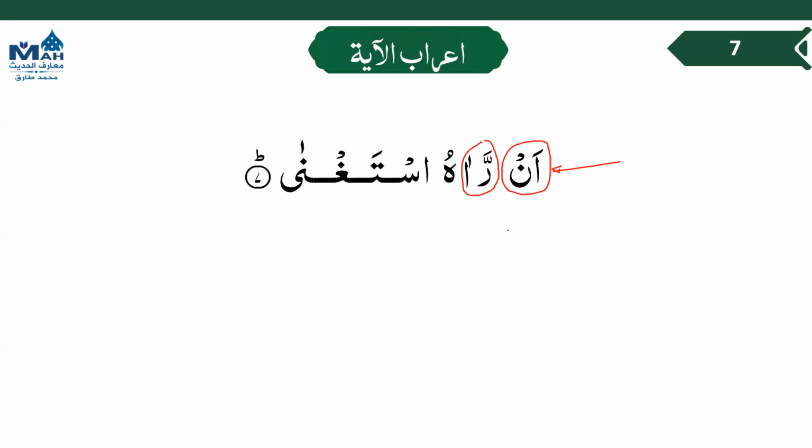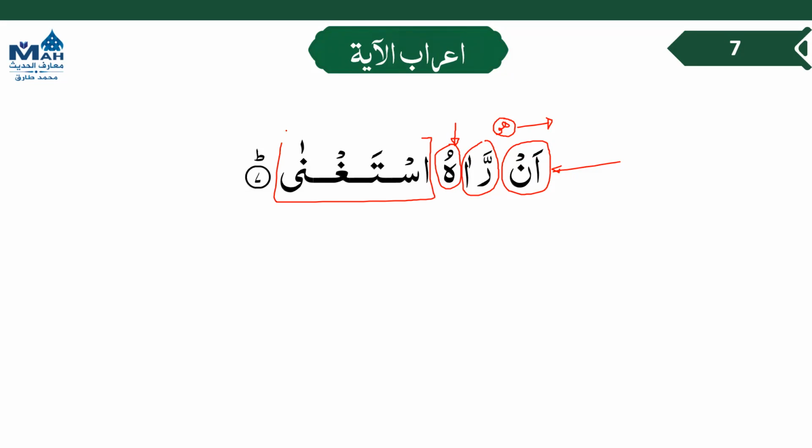It's fi'l madi. What is the fa'il? Huwa. Good. What is who, Ghazala? It is maf'ul. So what is the fa'il of this, this huwa fa'il reverting to which noun? Al-insana. And who, maf'ul, reverting to which noun? Himself. Good, mashallah.